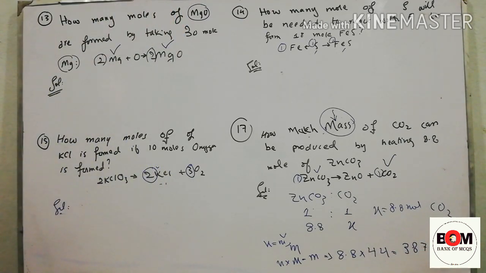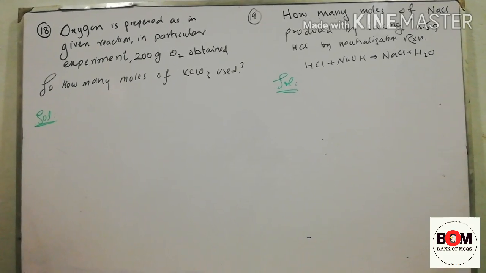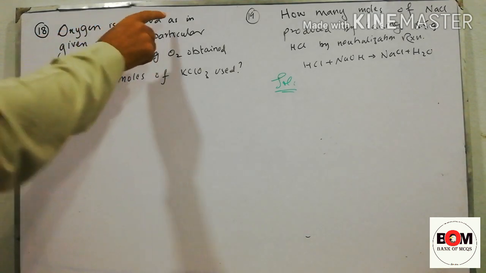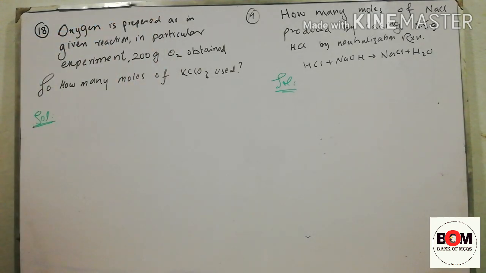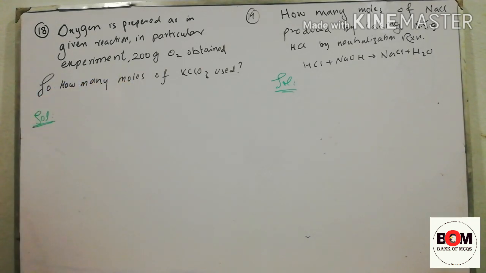Now, further making little changes in the MCQs. For your conceptual, I have made such changes. Here we have two MCQs, number 18 and 20. Number 18: oxygen is prepared as in the given reaction. In a particular experiment, 200 gram of oxygen was obtained. How many moles of KClO3 were used?